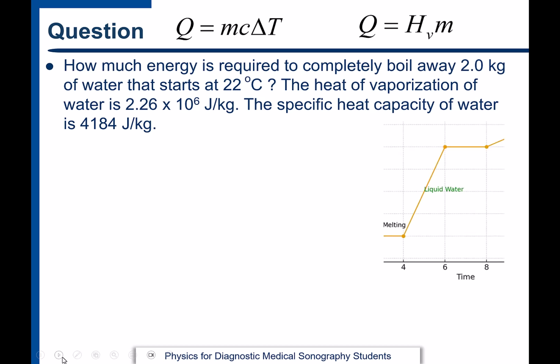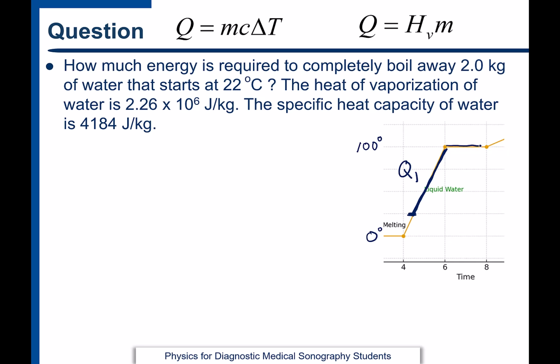Let's look at it conceptually first. You'll notice that this time we're starting somewhere down here. Remember, this is 0 degrees. That's our melting. We know up here is 100 degrees. And so we're starting somewhere here. And the first thing we have to do then is add enough heat to get that water up to 100 degrees. And so the amount of heat required to do that we'll call Q1.